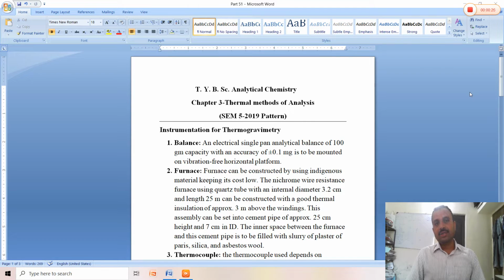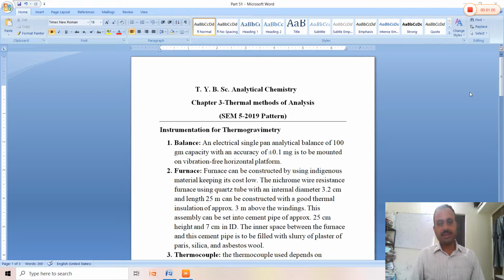So what instrumentation is involved in thermogravimetry? We are going to learn that now. There are some parts of the instrumentation of thermogravimetry: balance, furnace, thermocouple, regulator. These are the four important parameters. Again, crucible size, sample characteristics and particles also play an important role in the instrumentation. So there are six parts: balance, furnace, thermocouple, temperature regulator, particle geometry and sample characteristics. These six parts are very important from the view of instrumentation in thermogravimetry.